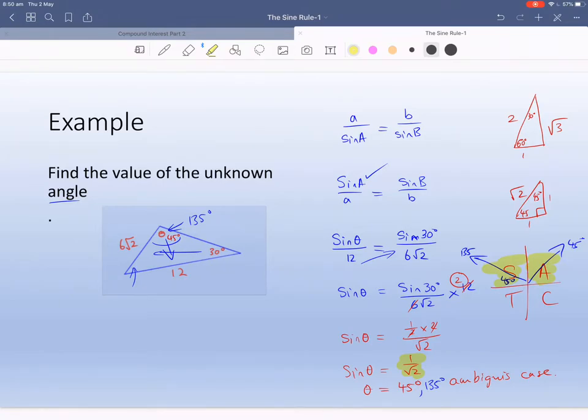So this is what's called the ambiguous case. Now, what do we do with the ambiguous case? Sometimes we just have to leave it. Often questions will have more information where you are led to one answer or the other.